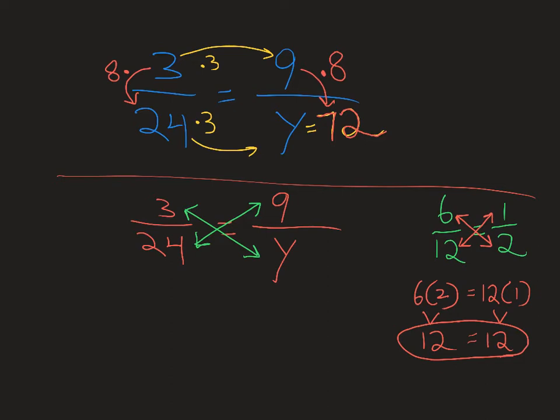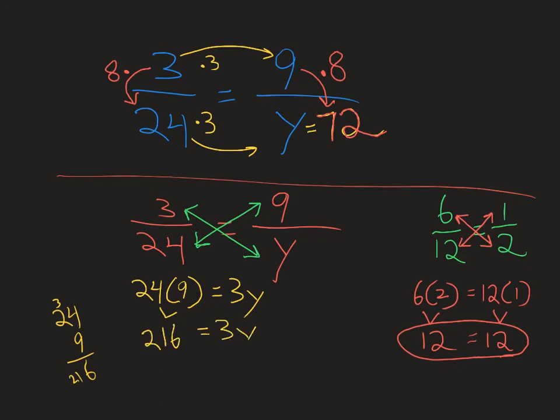So if we wanted to use that on this problem, we would do 24 times 9, and we know that that's equal to 3 times y. 24 times 9, I don't know off the top of my head. I'm going to have to work that out. It's 216. And so now we would have to ask ourselves, 3 times what is 216? And you would just have to do the division, and that's going to get us our answer, 72, that we just saw a minute ago.